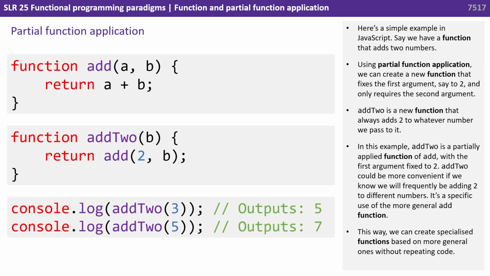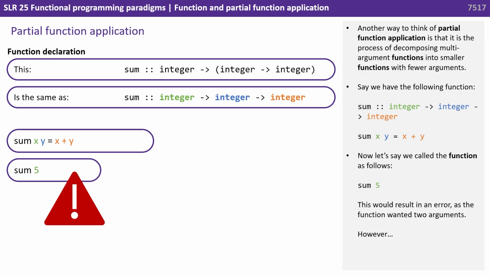Add2 could be more convenient if we know we'll frequently be adding 2 to different numbers, as a specific use of a more general add function. This way, we can create specialized functions based on more general ones without repeating any code. Another way to think of partial function application is that it is the process of decomposing or breaking apart multi-argument functions into smaller functions with fewer arguments.